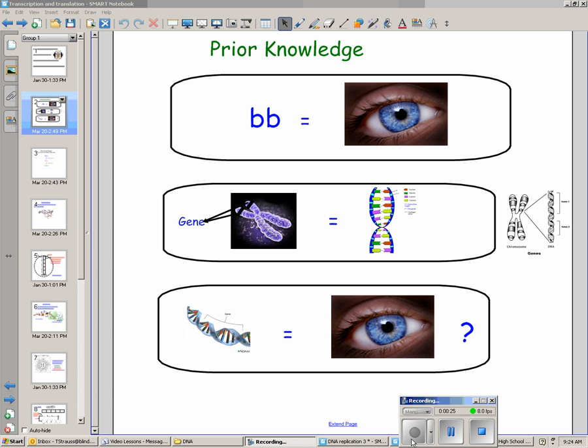And a gene is located on a chromosome. And the chromosome is made up of DNA, which is in this tightly coiled double helix. That's what you see in the second box. And then we have that DNA is going to code for those genes and give us the traits. But how do we get there?